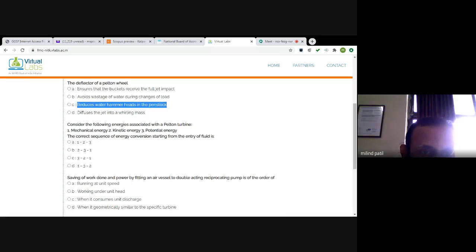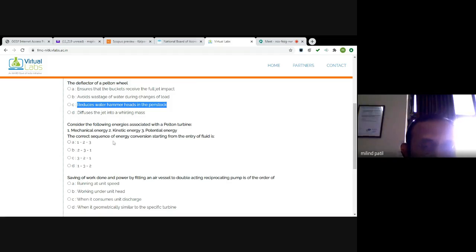Another question: consider the following energies associated with the Pelton turbine. That's mechanical energy, kinetic energy, and potential energy. Now you have to arrange the sequence in which energy conversion occurs in the Pelton turbine. Read it. For a moment, I will stop. Okay, I think now you are ready with your answer.